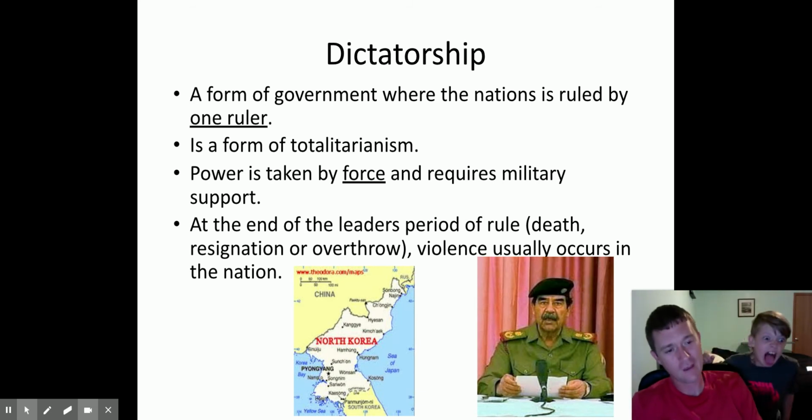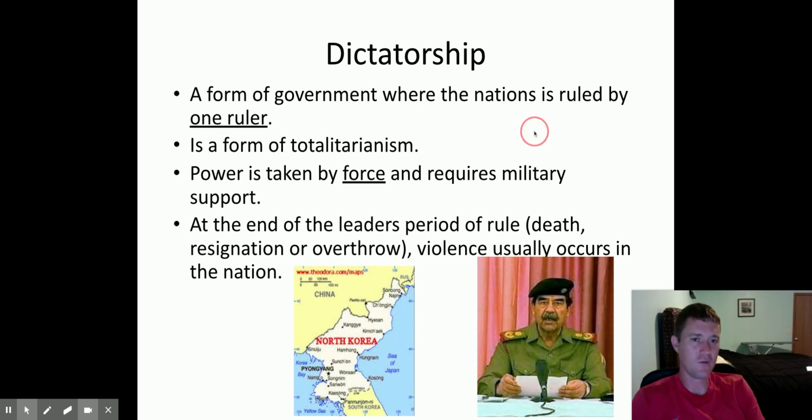All right, that's totalitarianism. It's a dictatorship. And many of you probably have that type of dictatorship, as parents sometimes will pull that card in the household. So dictatorship.